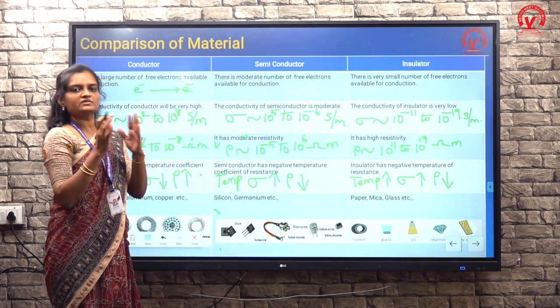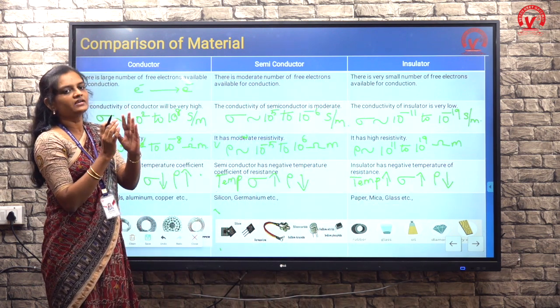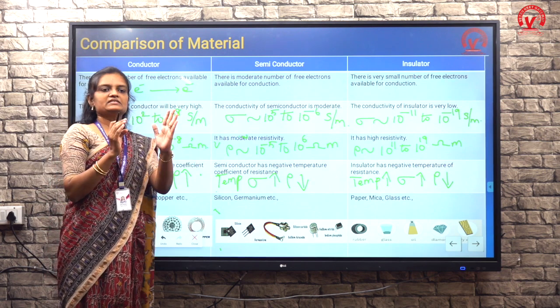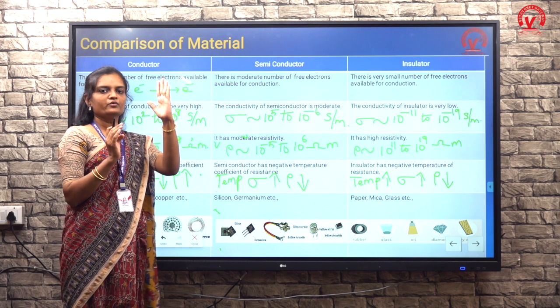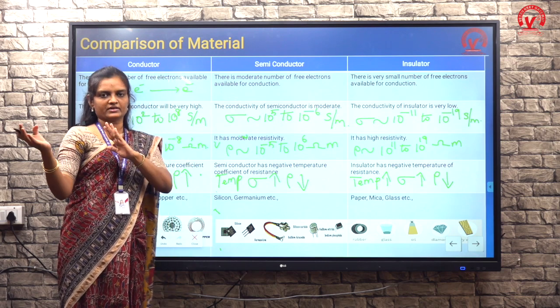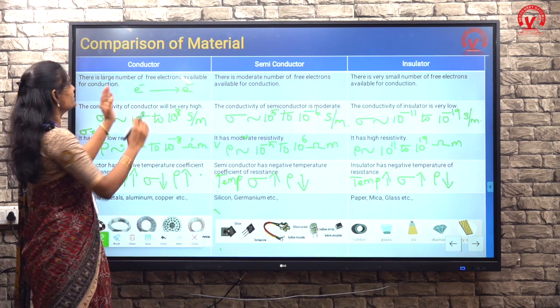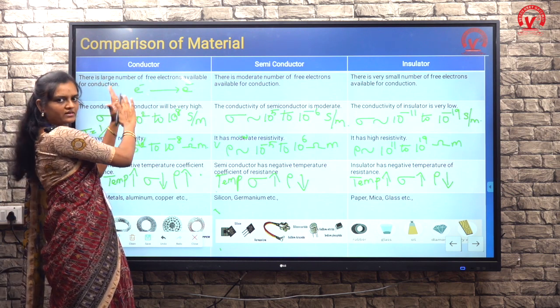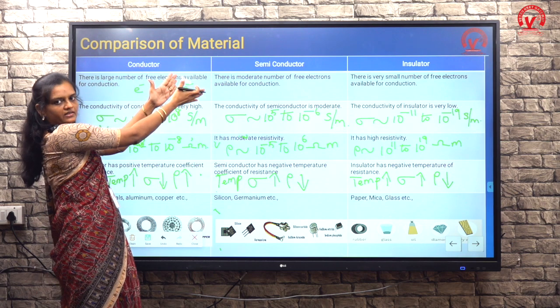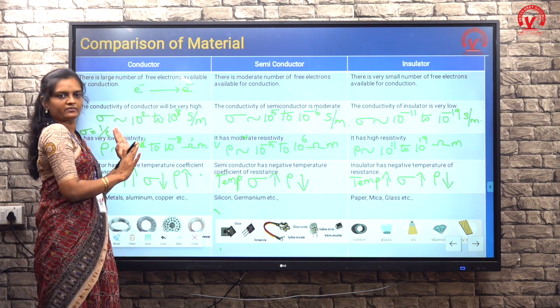So what is meant by resistivity? It restricts the electron flow. The electrons cannot move from one place to another place. In a conductor, I told you, if there are more free electrons moving from one place to another place, it becomes a conducting material.